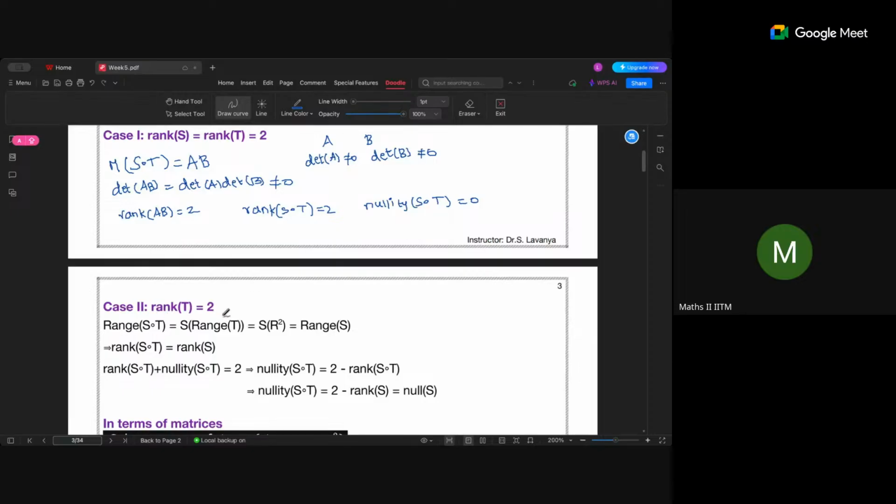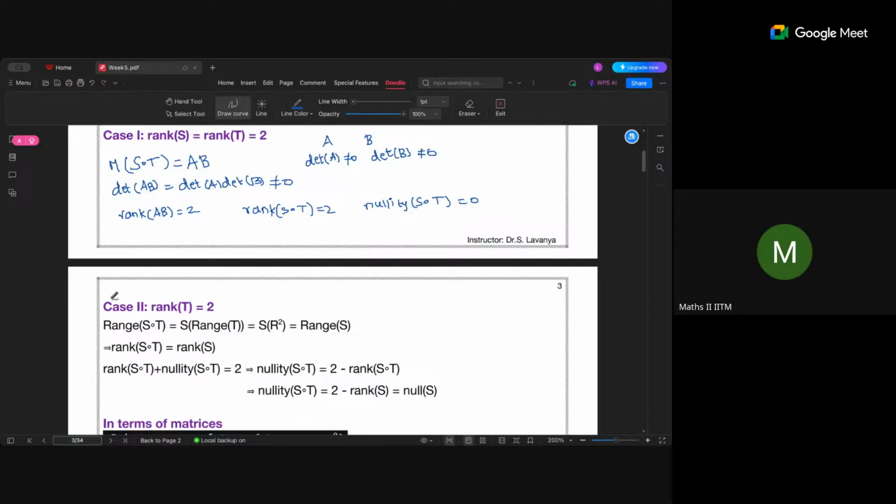Moving to the next case. Now we have only one condition, rank of T equal to 2. We don't know anything about rank of S. Then what can we say? Okay. Note that range of S composition T is equal to S of range of T.